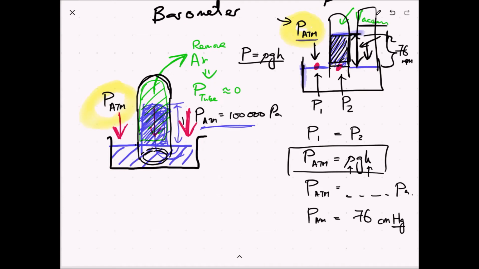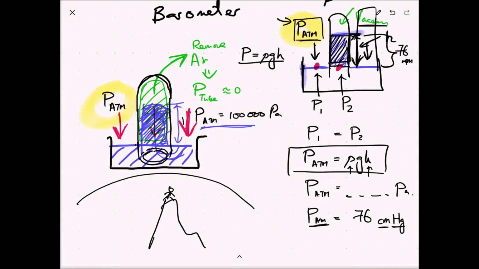So most of the time your barometer makes use of mercury, and depending on the surrounding pressure, it will support a certain column of mercury over here, and basically we measure the atmospheric pressure in terms of how tall the liquid column is. So this 76 cm Hg is telling you that the atmospheric pressure can support a 76 cm height of mercury column.